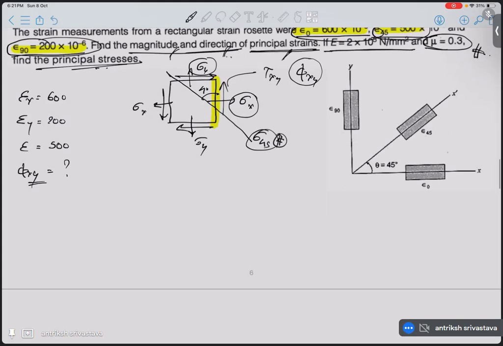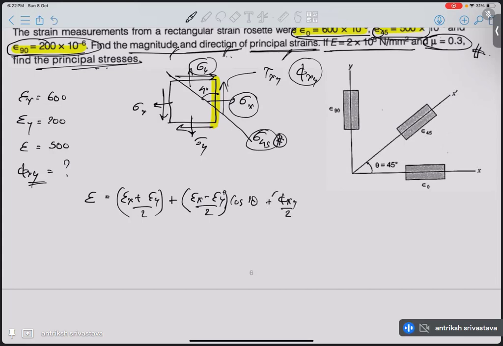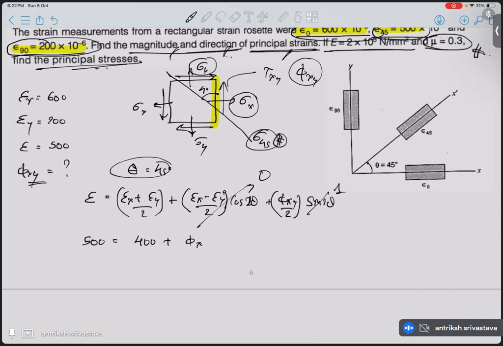If you remember the equation, epsilon at any angle is epsilon x plus epsilon y by 2, plus epsilon x minus epsilon y by 2 cos 2 theta, plus phi xy by 2 sine 2 theta. When you put in the values, 500 is equal to 400 plus, so theta is 45 degrees, 2 theta is 90, so the cosine term automatically becomes 0, and the sine becomes 1, phi xy by 2. So phi xy is not 0, in fact it is 200, and the 10 power minus 6 is already there for every value.